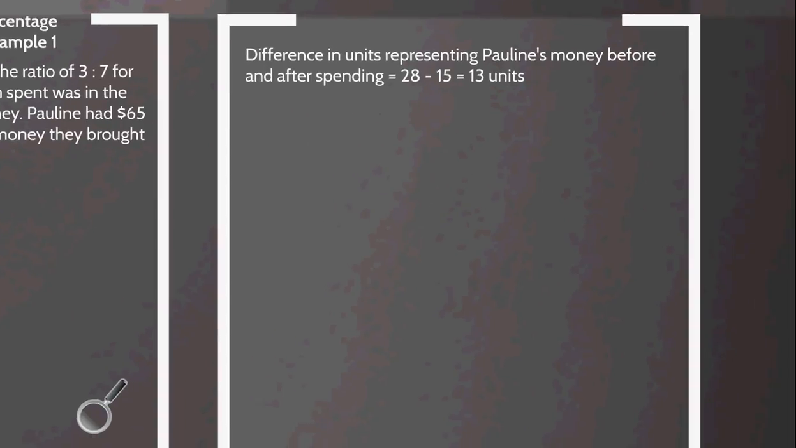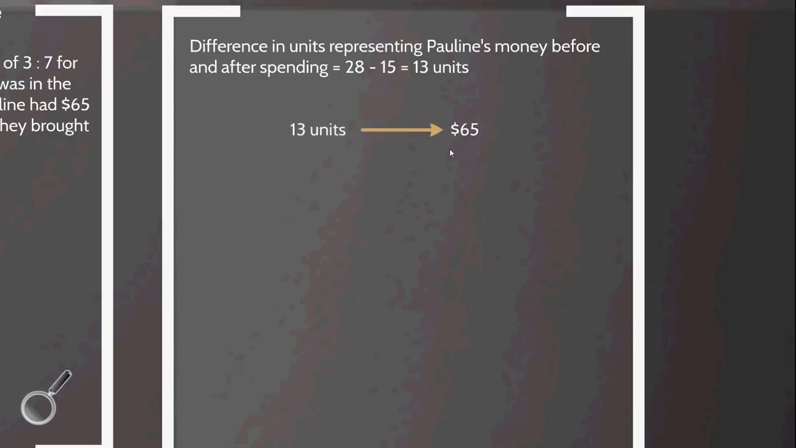And now you can imagine that 13 units is equivalent to $65. That is Pauline's leftover money. And 1 unit is equivalent to 65 divided by 13, giving us 5.